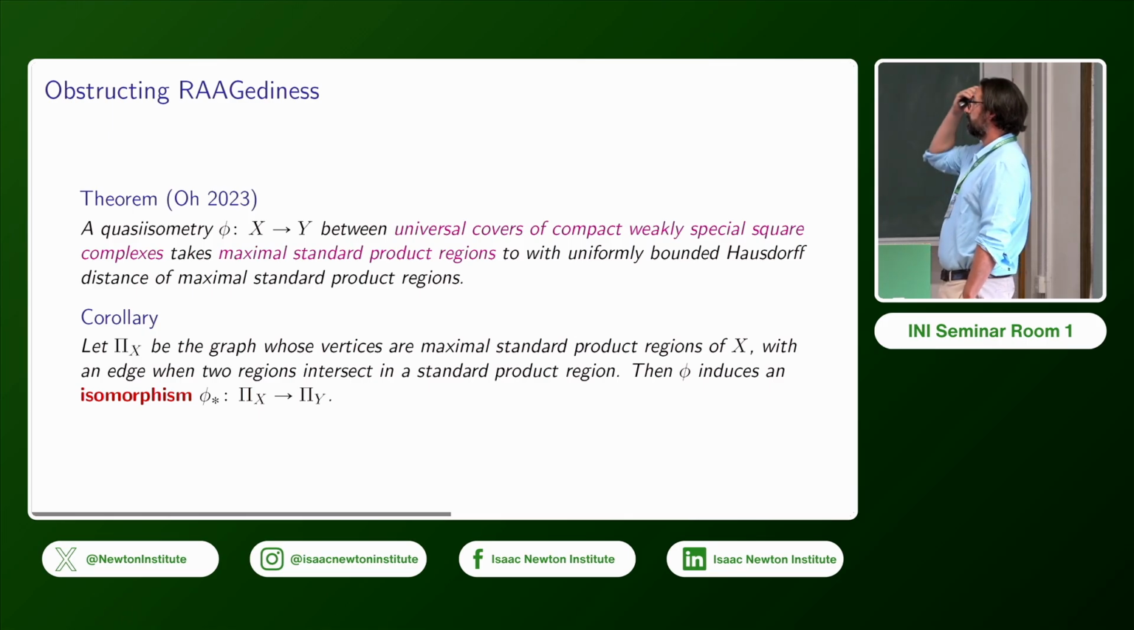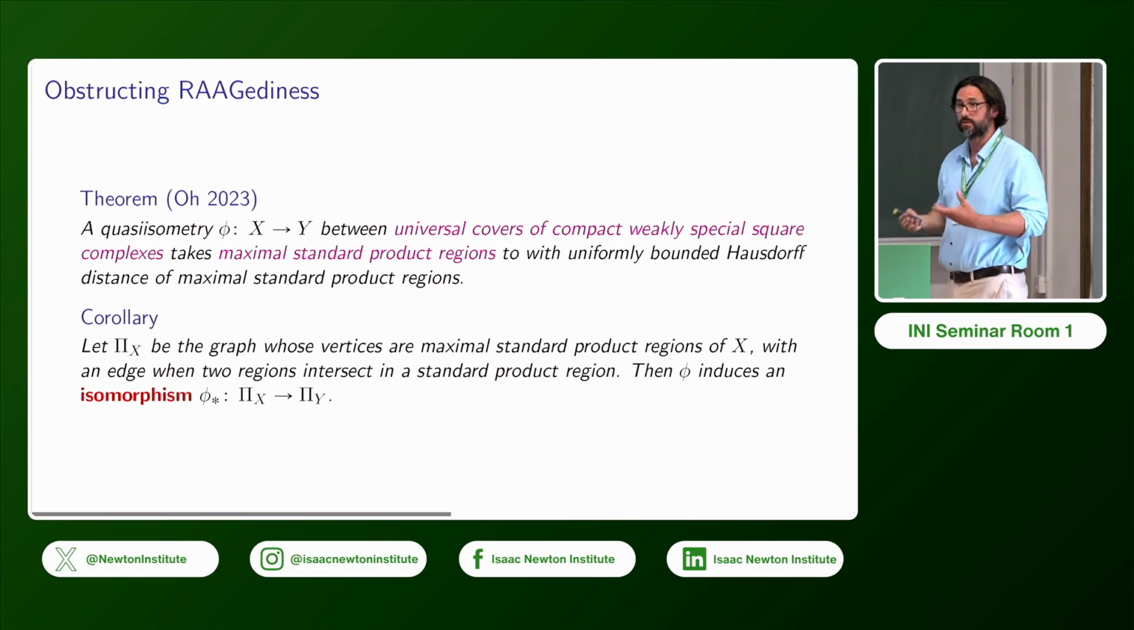A corollary of the theorem is that you can make a graph that encodes these maximal product regions. That's this pi. You take a vertex for each maximal standard product region in your cube complex, and then you put an edge between them when 2 of these product regions intersect in a standard product region. What you get from the theorem then is that your quasi-isometry induces an isomorphism of this graph.